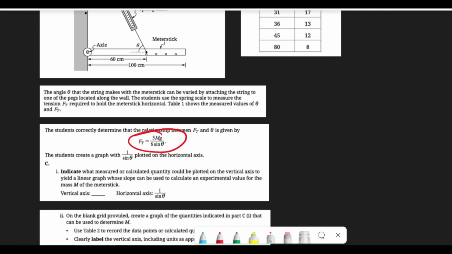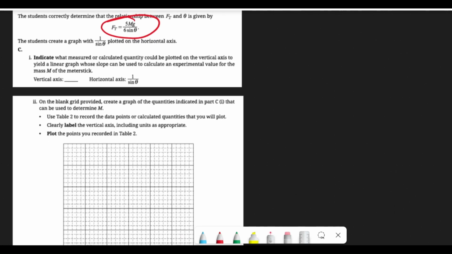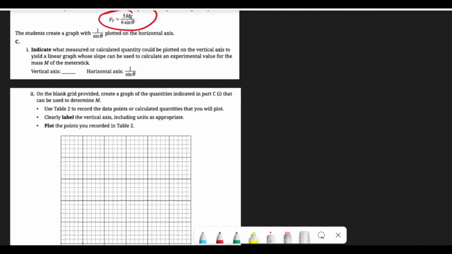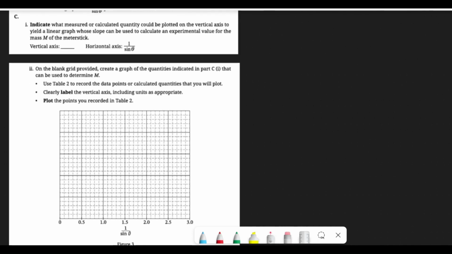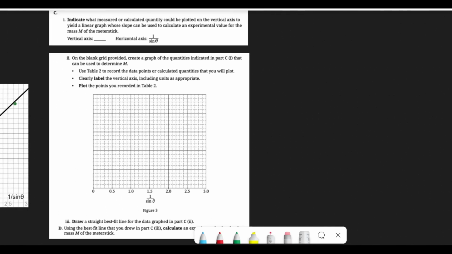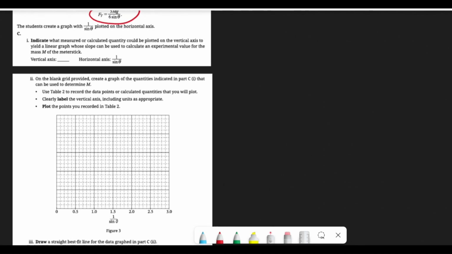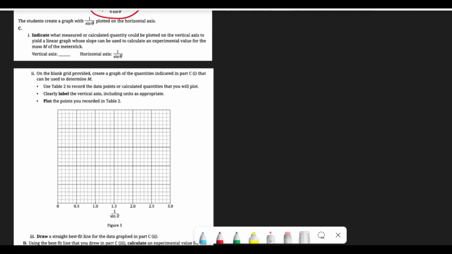We don't really need to worry about where it comes from. It says the students create a graph with this 1 over sine theta plotted on the horizontal axis. Indicate what measured quantity could be plotted on the vertical axis to yield a linear graph whose slope can be used to calculate an experimental value for the mass m of the meter stick.